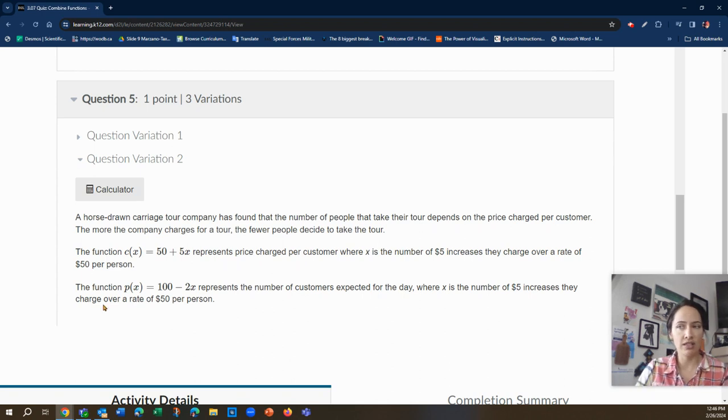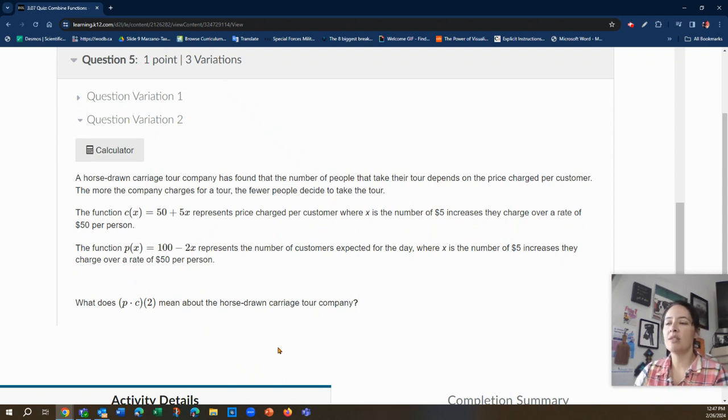So then they've noticed that their function, P of x, equal to 100 minus 2x, will be the number of customers, or maybe P is people. Anyway, it represents the number of customers expected for the day, where x is the number of $5 increases they charge over a rate of $50. Does that kind of make sense? I know it's kind of confusing. Anyway, what does P times C of 2 mean about the horse-drawn carriage company?